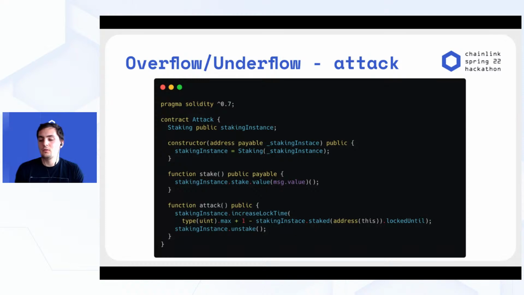So a stake is just to stake some initial tokens, and then with attack, inside the attack function, you call increase lock time, and you're increasing by uint max. So for uint 256 it's a giant number, but with uint 8, it will be 255 plus 1 minus the current locked until. And this is simple math. If you do it on your phone or calculator, you can see that the result is 0. And then basically you can unstake tokens because block timestamp will be greater than 0.